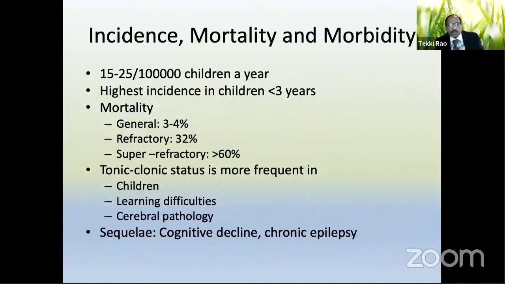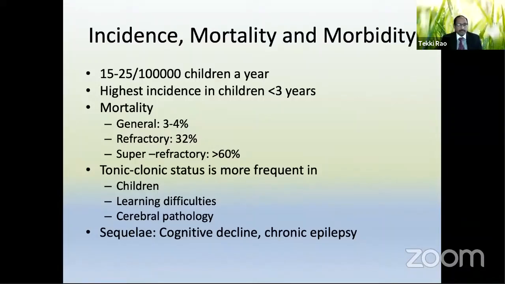So incidence has been worldwide between 15 to 25 per 100,000 children a year. In a town where I'm practicing, with a population of 300,000, I would expect 100,000 children. So in our emergency department, I might be expecting at least 1 to 2 every month as status epilepticus. Highest incidence is seen in children under 3 years, but the mortality in general is about 3 to 4% in all children with status epilepticus.